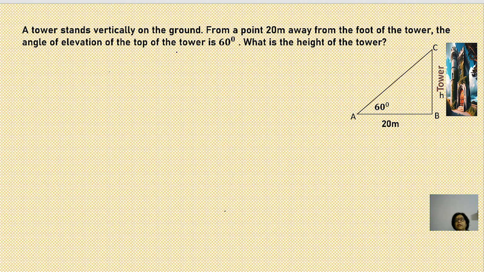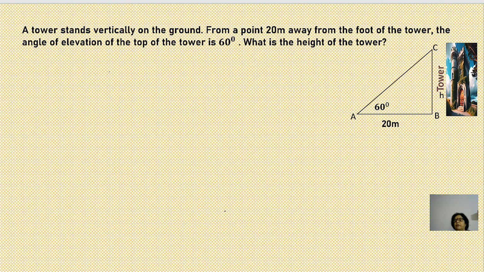We have a tower which stands vertically on the ground. From a point 20 meters away from the foot of the tower, the angle of elevation of the top of the tower is 60 degrees. What is the height of the tower? So this is the tower over here, and of course we have drawn a representative diagram so that we get a right angle triangle over here.